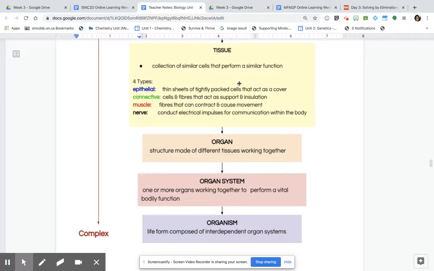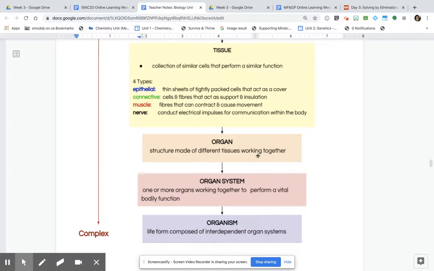Once we have a bunch of organs together, now we're going to have an organ system. And organ systems working together perform vital bodily functions. So, for instance, every time we eat, that's a whole bunch of different organs that are working together so that we can digest our food. Every time that we do a movement, that's a whole bunch of different organs working together so that our nervous system can function, right?